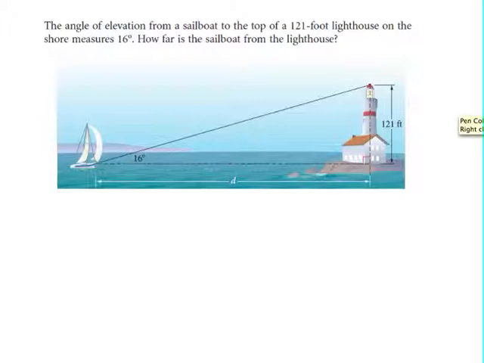So let's look at the first one here. It says the angle of elevation from a sailboat to the top of a 121-foot lighthouse on the shore measures 16 degrees. So you've got a ship here, and it's looking at the lighthouse. Here's your angle of elevation because the ship is looking up. That's 16 degrees. They want to know how far the sailboat is from the lighthouse. This is what we're trying to find, D.